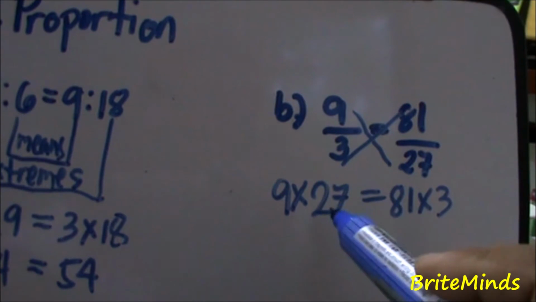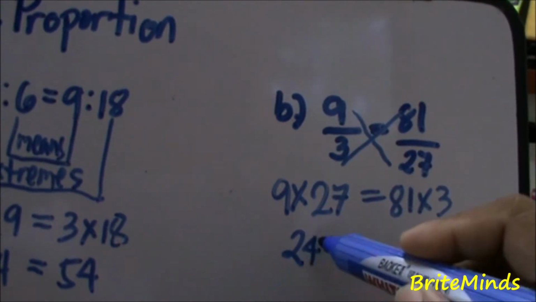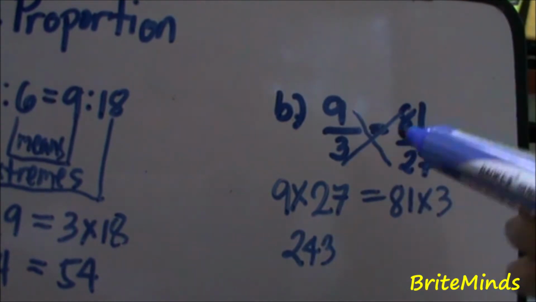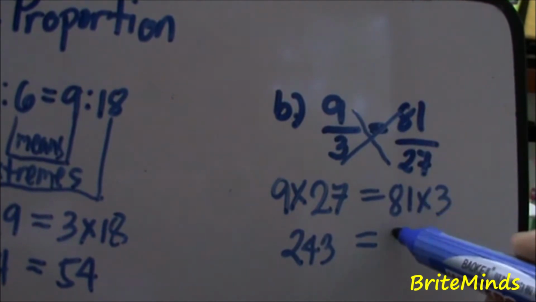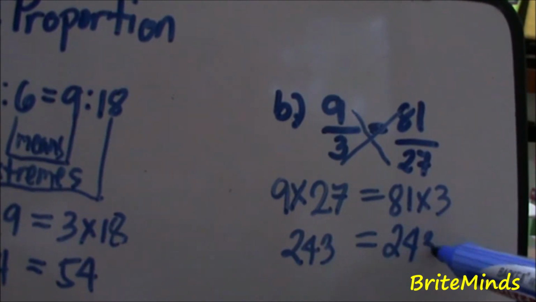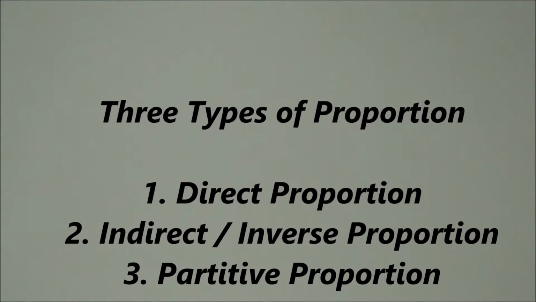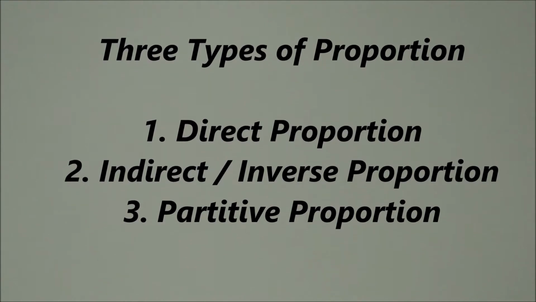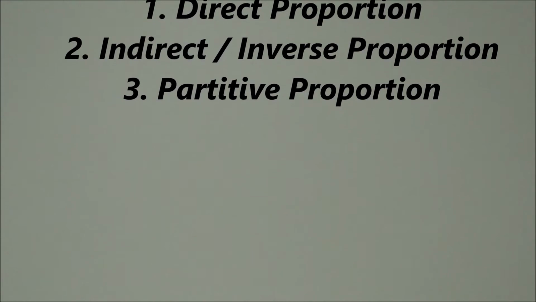So 9 times 27 is 243, and 81 times 3 is also 243. There are 3 types of proportion. The first one is the direct proportion. The second one is indirect proportion, or we can call it inverse proportion. And the third one is the partitive proportion.